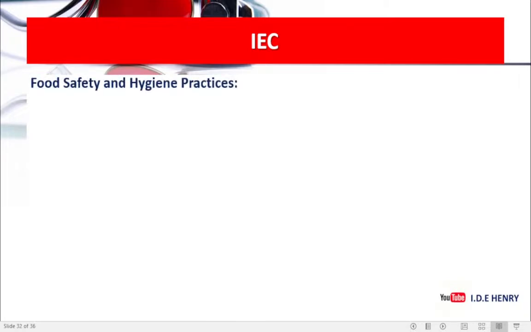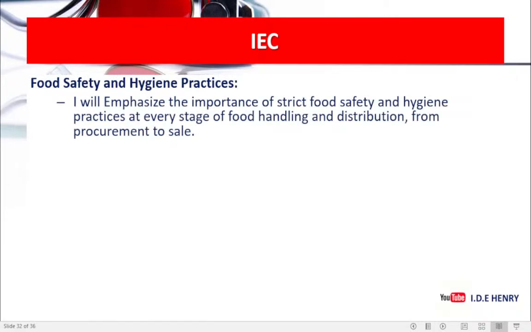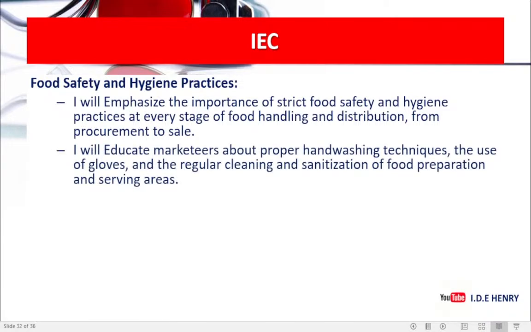Number 1, food safety and hygiene practices. I will emphasize the importance of strict food safety and hygiene practices at every stage of food handling and distribution, from procurement to sale. That's number 1, to the marketeers. Secondly, I will educate the marketeers about proper hand washing techniques, the use of gloves and regular cleaning and sanitization of food preparation and serving areas.